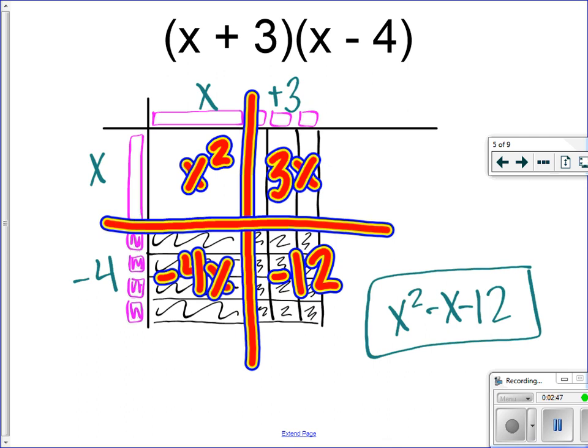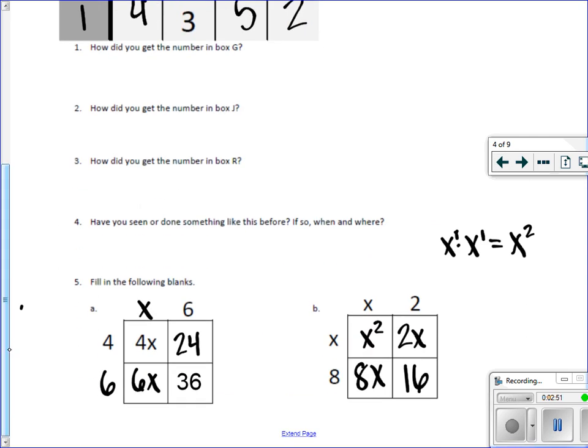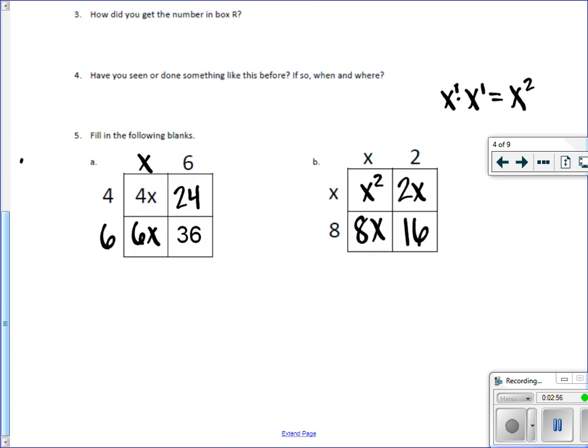This kind of looks familiar to me. It kind of looks like what we just did here. Because it is. This is showing x plus 2 times x plus 8. What would our final answer be on this? Plus.